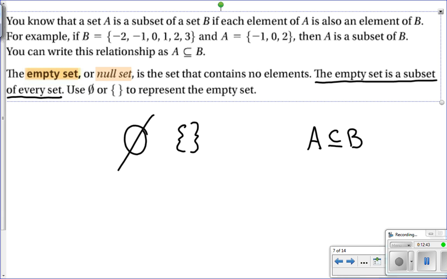So no matter what your set of numbers are, whether it's B up here or it's A, I can say that the empty set is a subset of both B and A, because the empty set is a subset of every set.